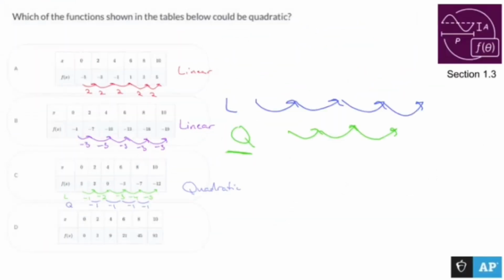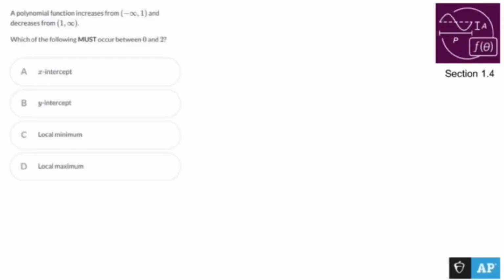Circle. Good job, everybody. Okay, let's look at this random problem from AP Precalculus section 1.4. A polynomial function increases from negative infinity to 1, that's an interval, and decreases from 1 to infinity. Which of the following must occur? So this is not that bad of a problem at all. If I had a coordinate plane, I'm just going to draw this out because this problem won't take much longer. At 1, I have some polynomial.